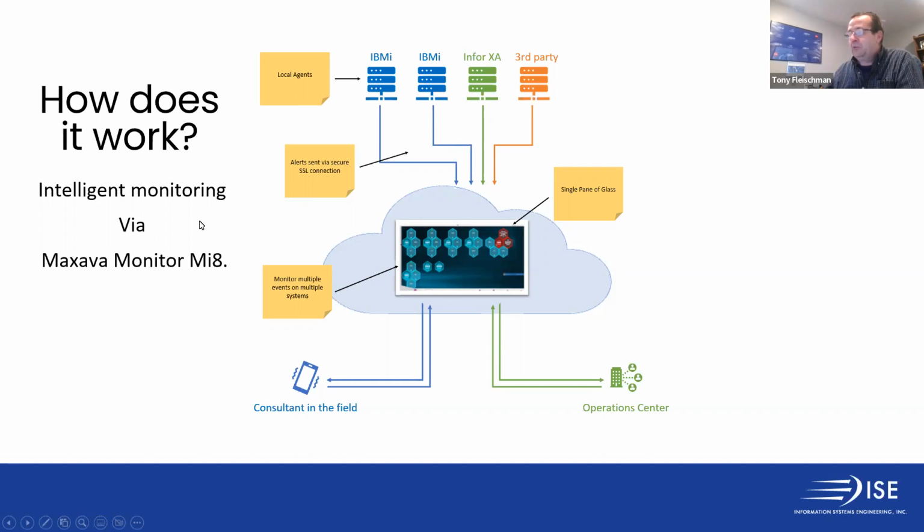The bottom line is we're using a tool called Maxava Monitor MI8. Maxava is a good partner of ours that provides this tool. That tool gets installed on your system. It sends alerts to our monitoring system back at ISE in the cloud, and we're monitoring that throughout the day. Those alerts can go to our consultants' cell phones or to our operations center, either one. So we're monitoring on a regular basis what's going on in those systems, in most cases happening behind the scenes.